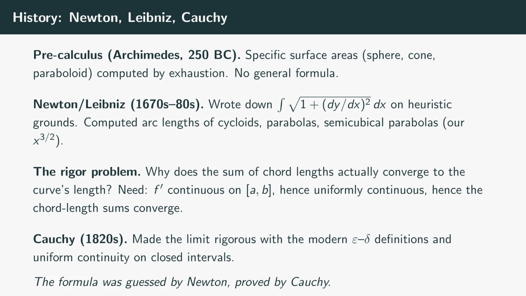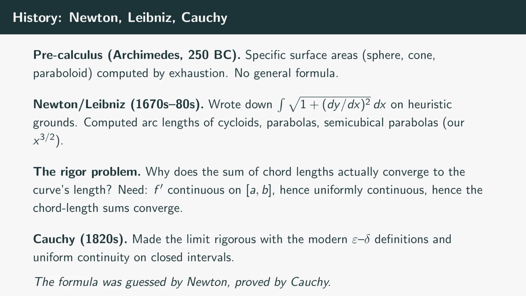Newton and Leibniz, in the 1670s and 80s, wrote down the general arc-length formula, the integral of the square root of 1 plus the quantity dy over dx squared, dx, on largely heuristic grounds, the infinitesimal triangle argument we used. They were spectacularly successful at computing arc lengths of specific curves: cycloids, parabolas, the semi-cubical parabola y equals x to the 3/2, the one in our first example, and many others. But they couldn't fully justify why the sum of chord-length approximations converged to a well-defined limit.